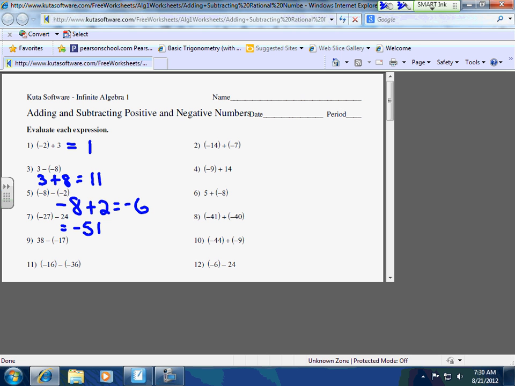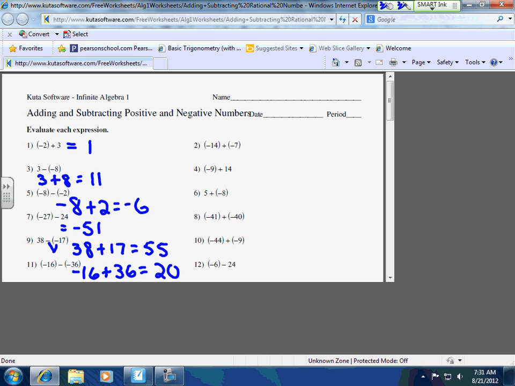38 minus a negative 17. This negative times a negative becomes a positive. So that's 38 plus 17. And we're looking at 55 here. Negative 16 minus a negative 36. We're looking at negative 16 plus 36. The signs are different. You subtract and keep the sign of the largest absolute value. We're talking about 20 here is the answer.